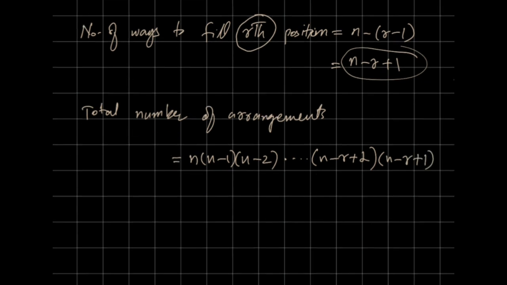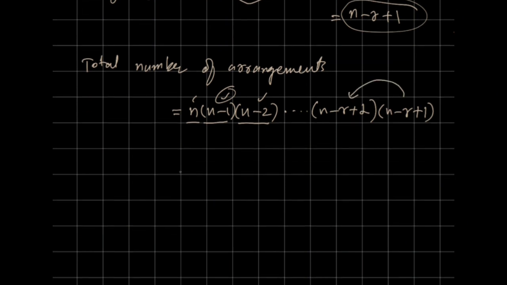We have to complete the factorial. You can see n and then 1 less than n, then again 1 less than n minus 1. You can see this is 1 less than this, and every next term is 1 less than the previous. So we can construct a factorial. How can we construct the factorial?